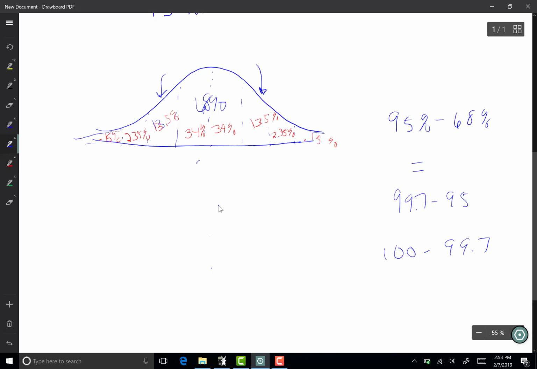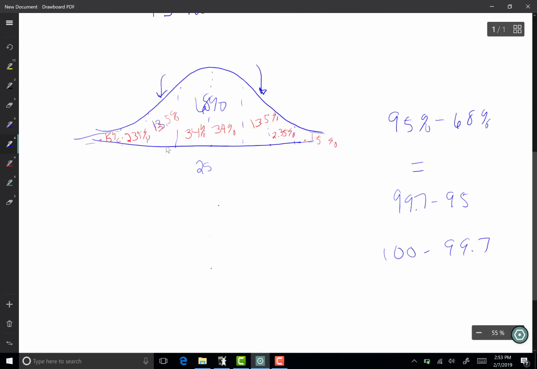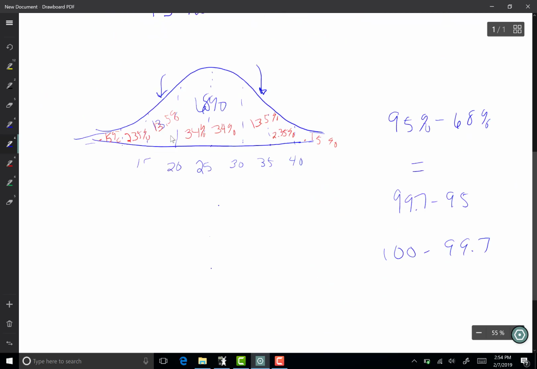So if I plug in our 25, 30, 35, 40, 20, 15, and 10, you can do lots of things with these percents. So the empirical rule is the 68, 95, 99.7. 68% lie within 1, 95 lie within 2, and 99.7 lie within 3. But you can divide it up into these little chunks like we just did.